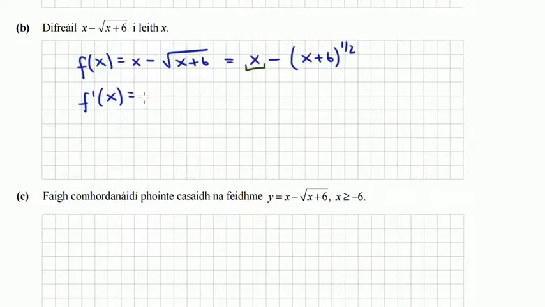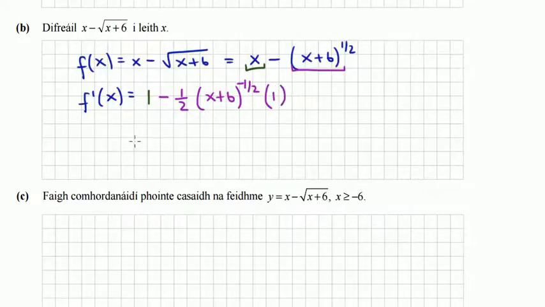So first of all, just differentiating x, we're going to get 1. But then when I differentiate x plus 6 to the power of a half, I have to use the chain rule. So differentiating on the outside and the inside. When I differentiate on the outside, I'm going to get minus 1 over 2. Everything in the bracket stays the same. I subtract 1 from the power. And now I have to differentiate on the inside. When I differentiate x plus 6, I'm just going to get 1. And now I'm just simplifying.